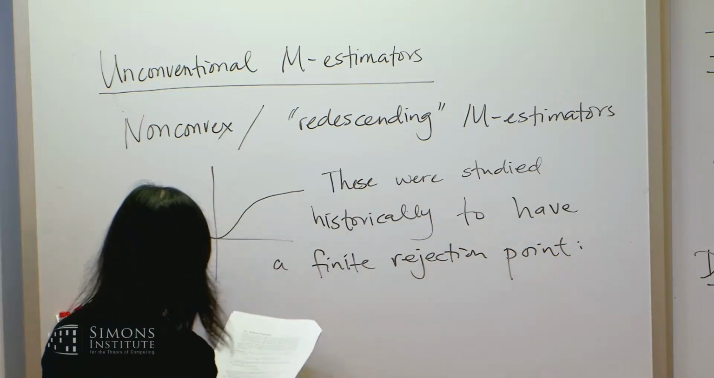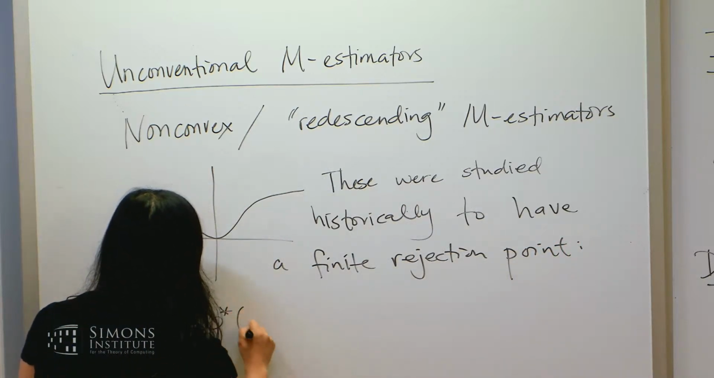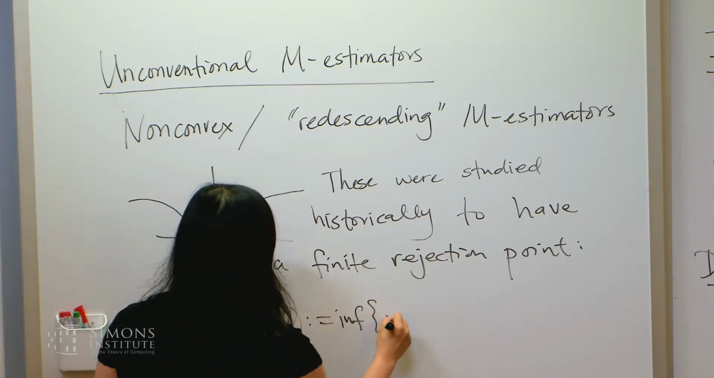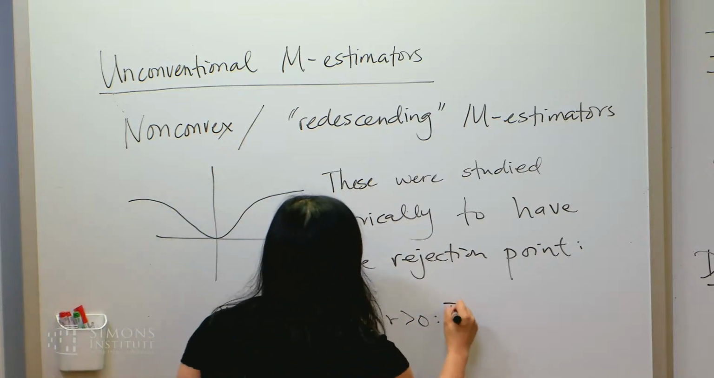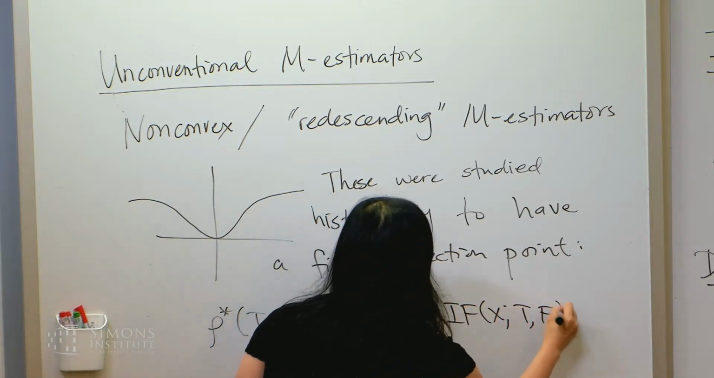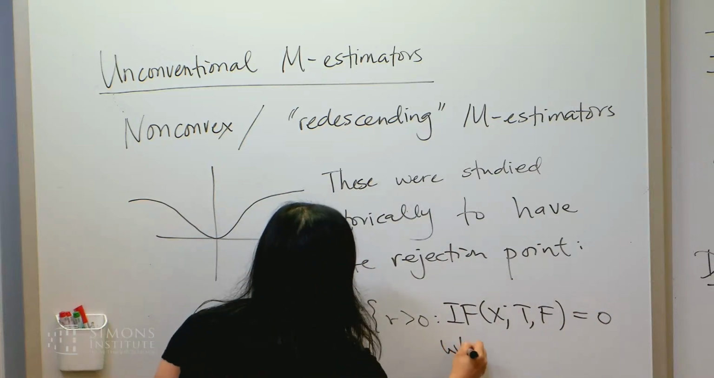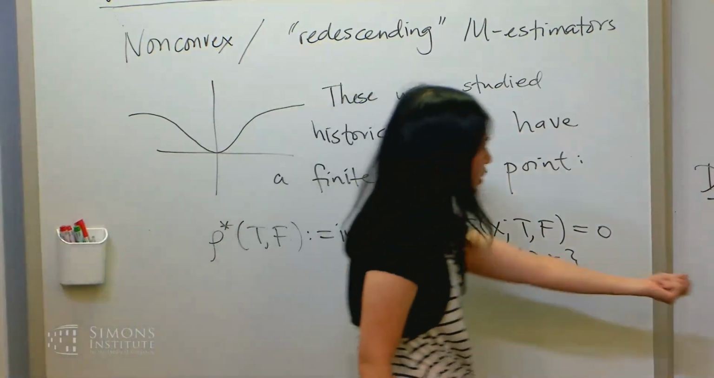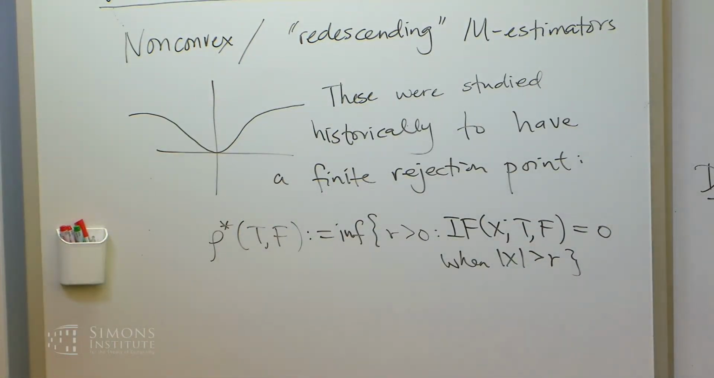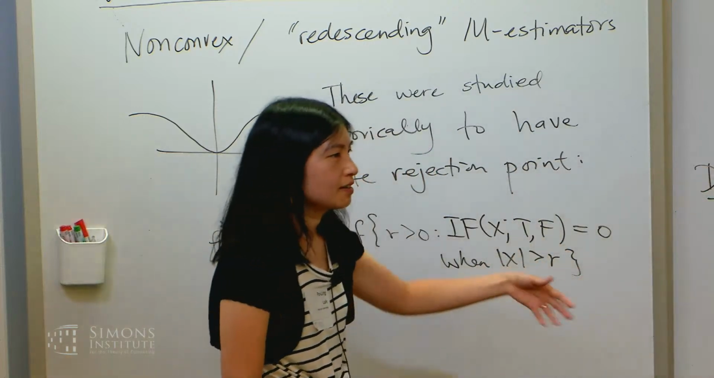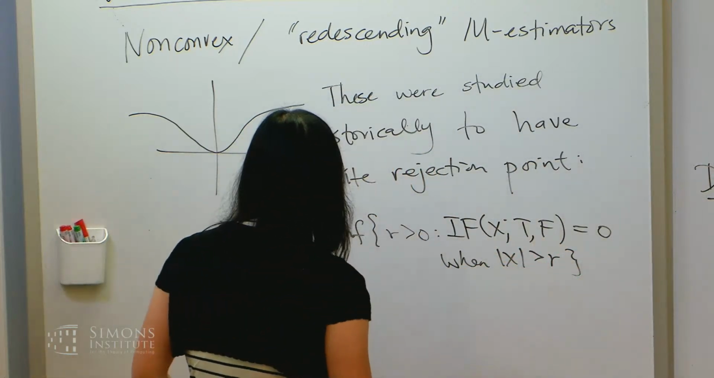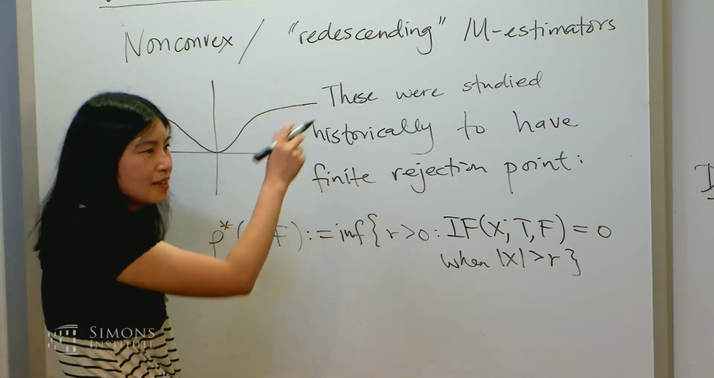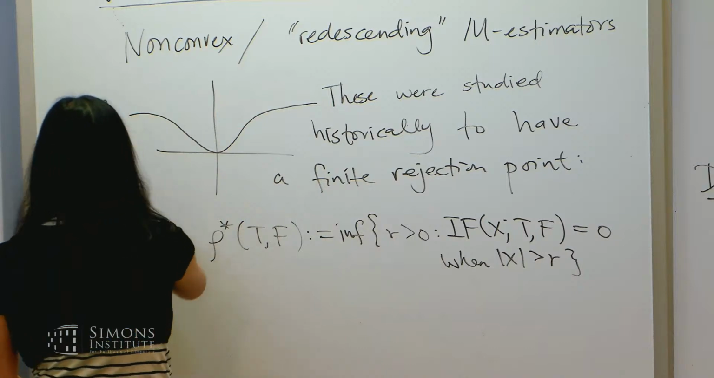Okay, and maybe I'll just write this out. So we call the rejection point the infimum of r greater than 0 such that the influence function is equal to 0 when absolute x is bigger than r. So it's saying that if we put our contaminating mass far enough away, then we're just going to ignore it in our computation. And you'll see that this sort of happens if your loss function becomes constant after a while. Equivalently, so this is my loss function L.